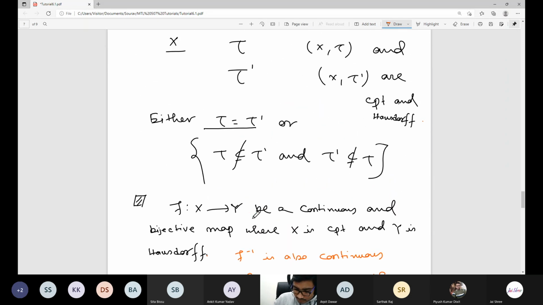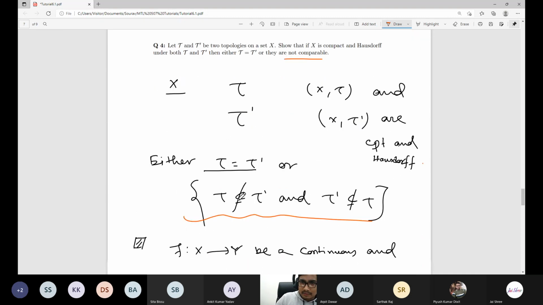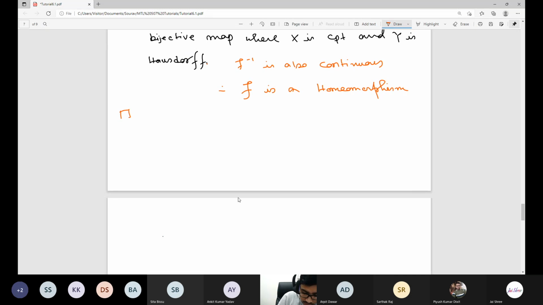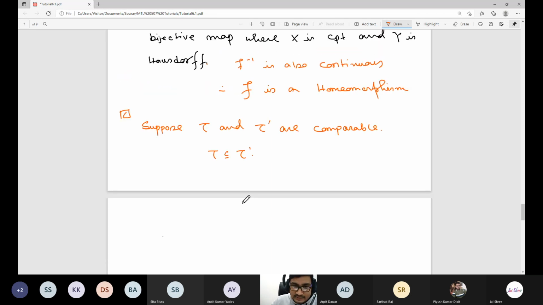Now suppose this condition does not hold, so suppose they are not... it tells they are not comparable. So we assume suppose they are comparable. Suppose tau and tau dash are comparable, and let's say tau is contained in tau dash. We want to show that tau and tau dash are the same.